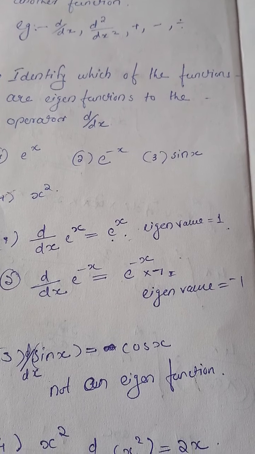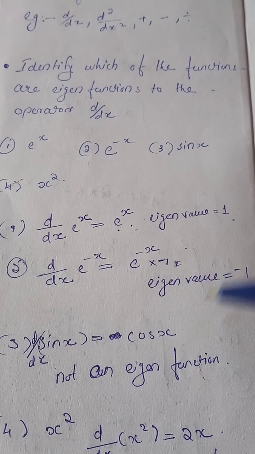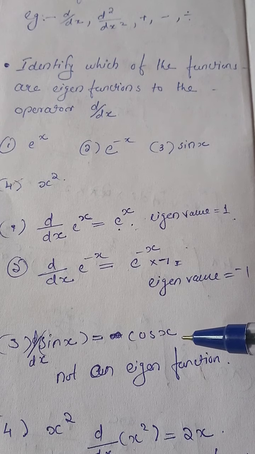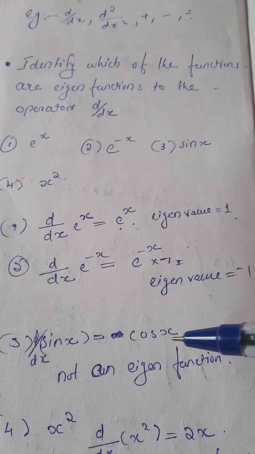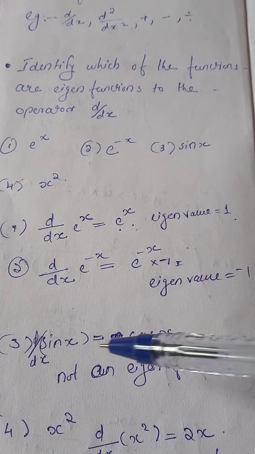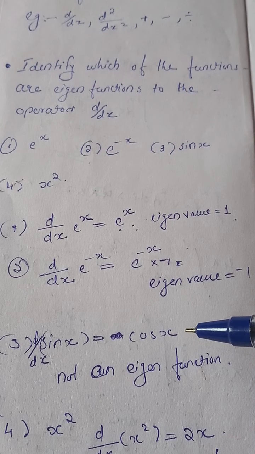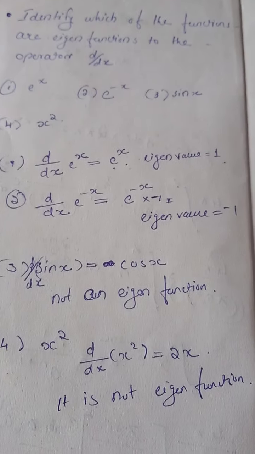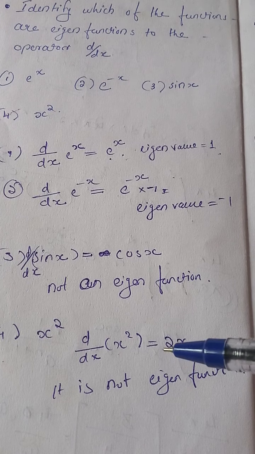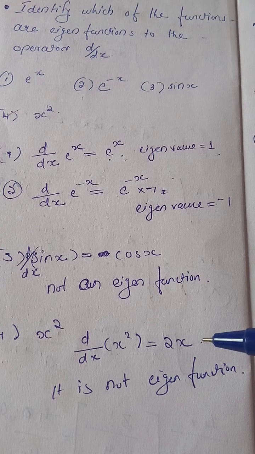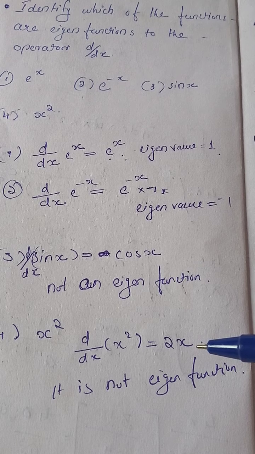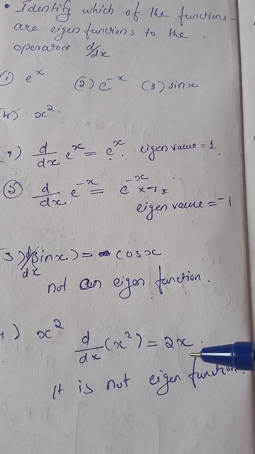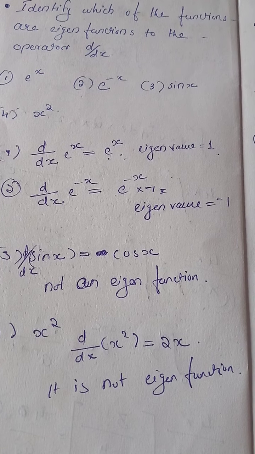Moving on to sin x. The derivative of sin x is cos x, so the same function is not repeated here. So this is not an eigenfunction. In the case of x square, d by dx of x square is equal to 2x. Here also the function is not repeating, so it is not an eigenfunction.